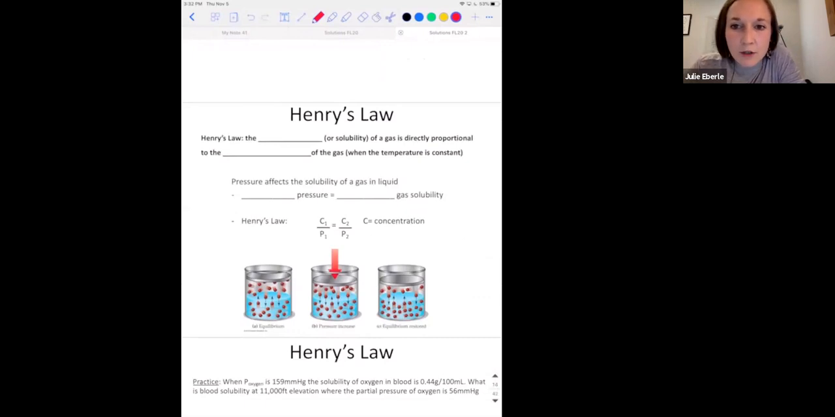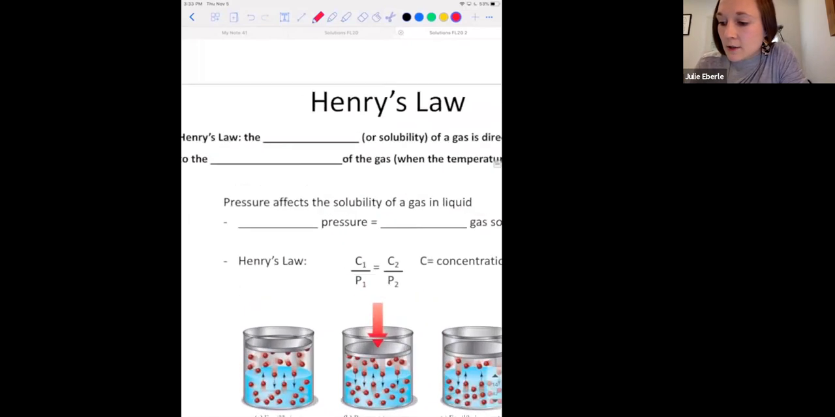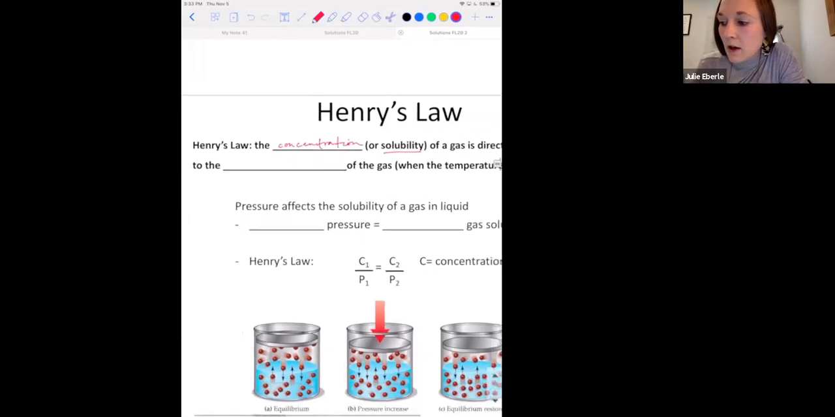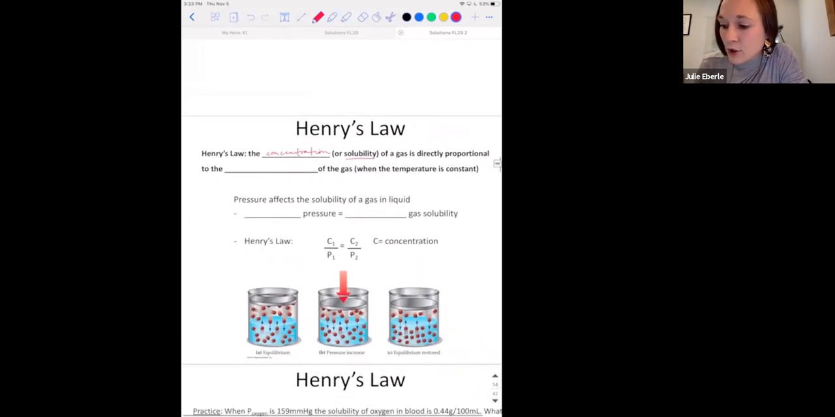Okay, Henry's Law. This is a law very similar to, say, Charles' Law, Boyle's Law, Avogadro's Law. But it's relating concentration of a gas dissolved, the solubility of a gas, as you change pressure. The concentration, which is another word for the solubility of a gas, is directly proportional to the partial pressure of the gas when the temperature is constant.